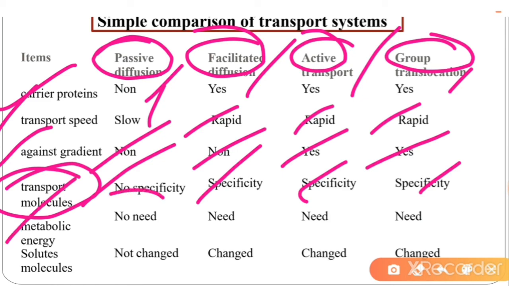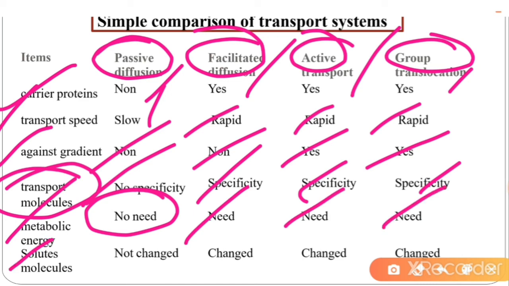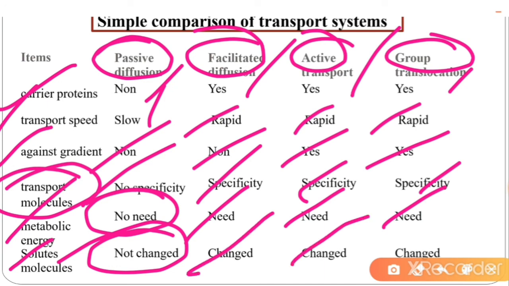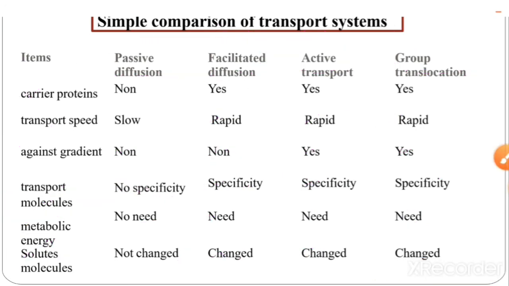Metabolic energy: there is no need of metabolic energy in passive diffusion because carrier proteins are not required and the process is very slow. Here there is a need, and here there is a need, meaning ATP is required. Solute molecules not changed: passive diffusion is a very simple process, so there is no need to change the solute molecules. Here changed, here changed, and here changed. So this is the simple comparison of transport systems between passive diffusion, facilitated diffusion, active transport and group translocation.